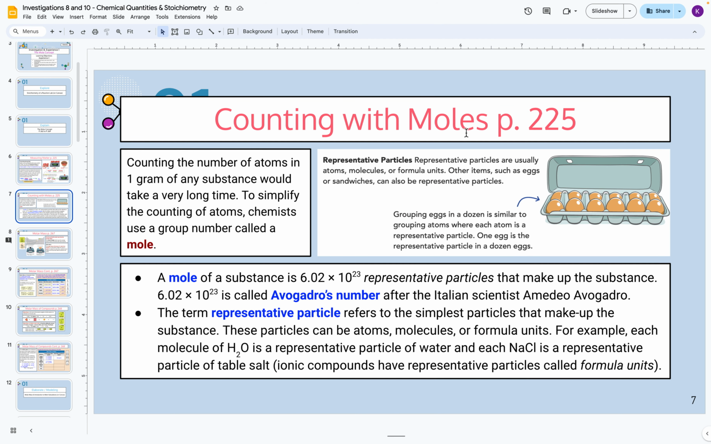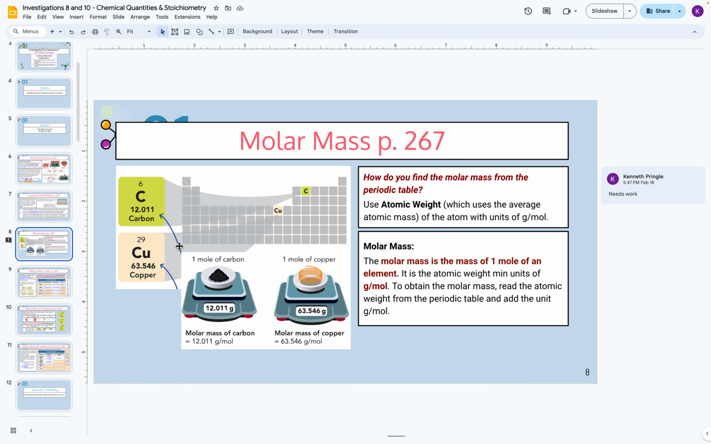In chemistry, we use a representative particle called moles, and it just makes up a whole bunch of atoms or ions or molecules. Consequently, we don't really ever talk about the number of particles. We always talk about moles. So a mole is actually related to weight.